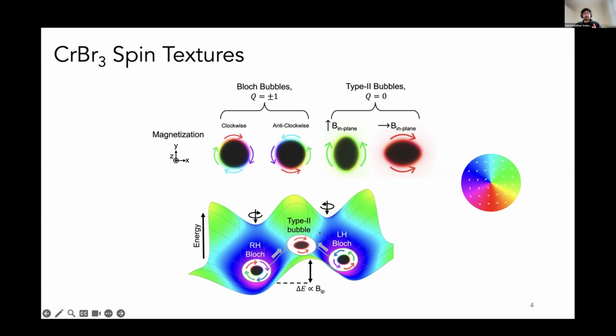Generally the energy landscape of these textures is that the clockwise and counterclockwise, or left- and right-handed, Bloch skyrmions are degenerate, and they are separated by an energy barrier, and at a higher energy sit the type 2 bubbles. And we have found that in general this energy barrier between the left- and right-handed Bloch skyrmions can be controlled by applying an in-plane magnetic field.